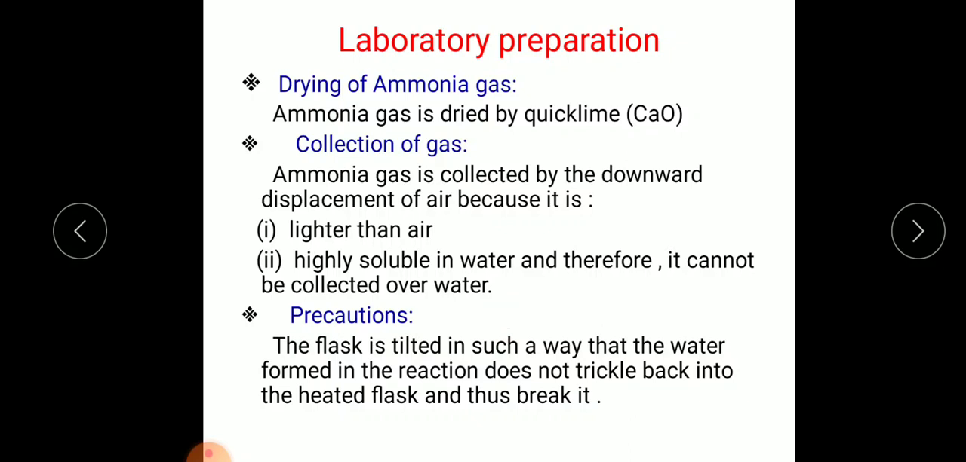The precaution that you need to take: the flask is tilted in such a way that the water formed in the reaction does not trickle back into the heated flask and thus break it. So you need to be careful that the flask is kept in such a way that the water formed does not come back, because if it comes back, there's a chance of breaking the flask.